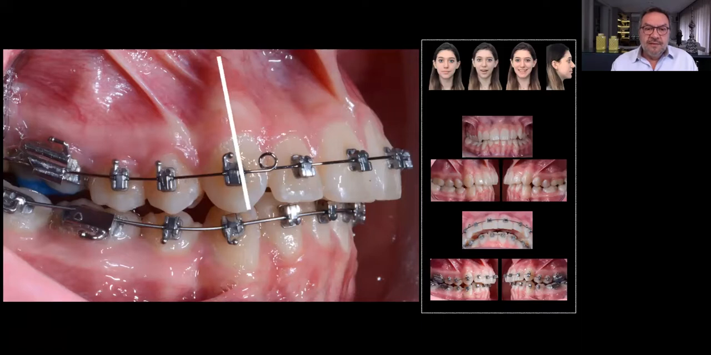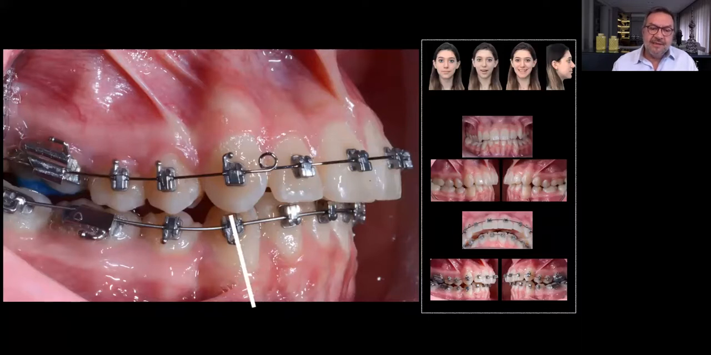So, look at the canines. We talked about this in the last webinar. The canine root is good. If the canine is good, its root is probably in a good position. I think probably its slot is in a horizontal position. Yeah, you can see that.